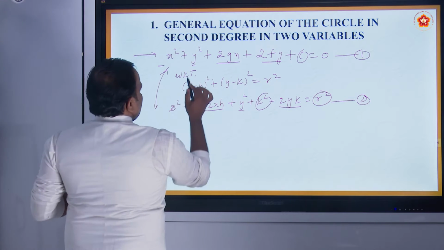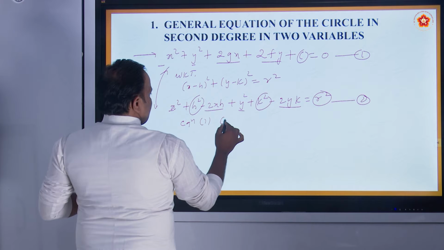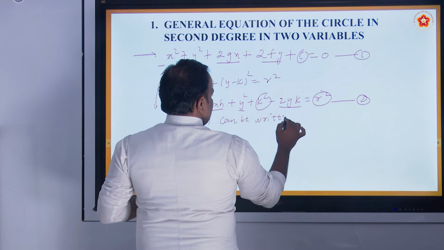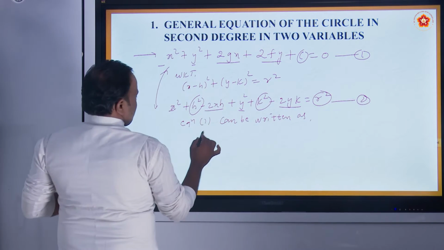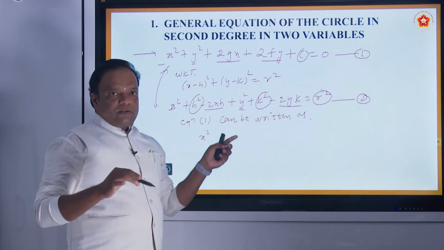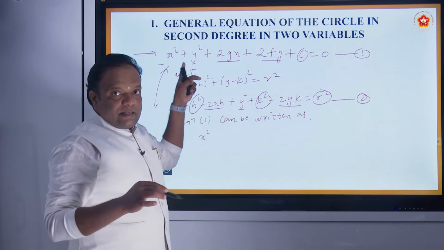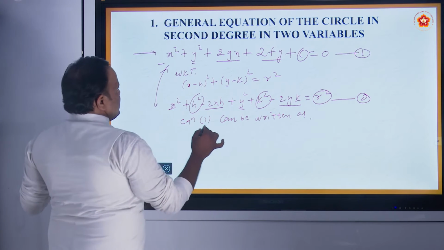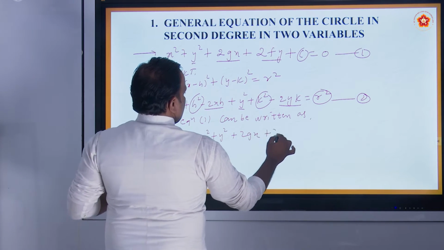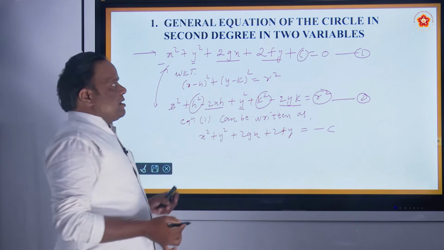So observe here, equation number 1 can be written like this. Clearly equation number 1 is a circle equation, and equation number 2 is also a circle equation. So both are circle equations, second degree in two variables. This can be written as x square plus y square plus 2gx plus 2fy equal to minus c, taking c to the RHS.